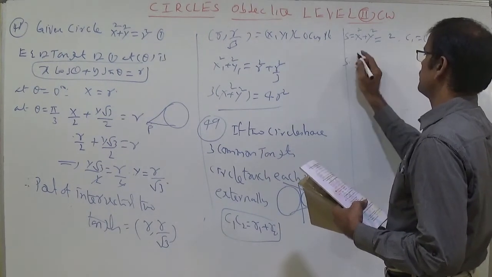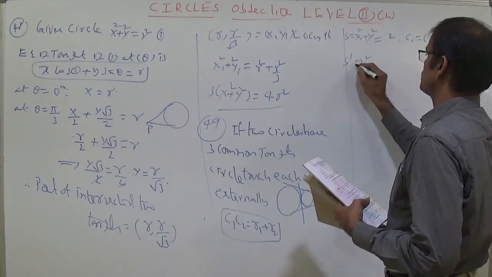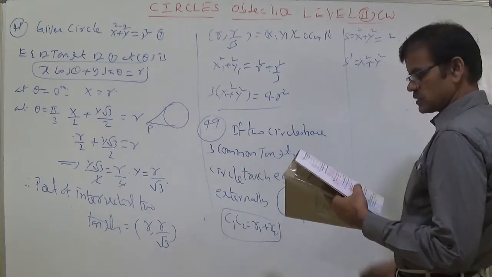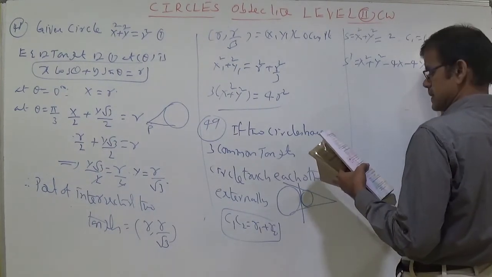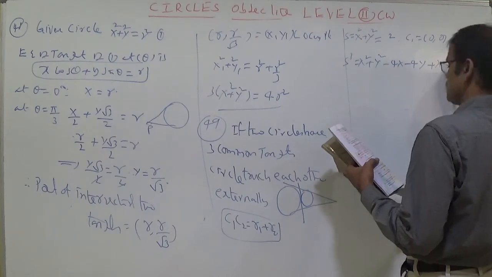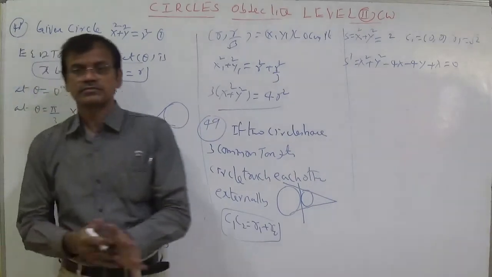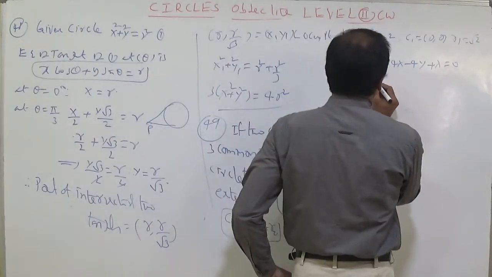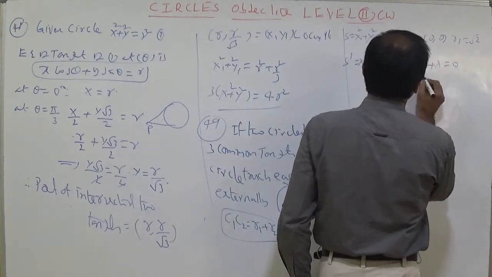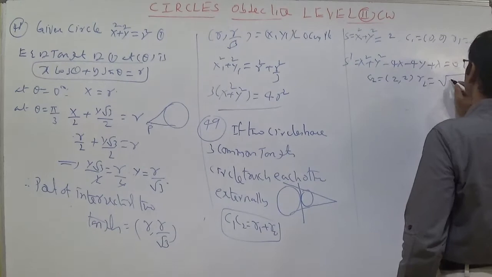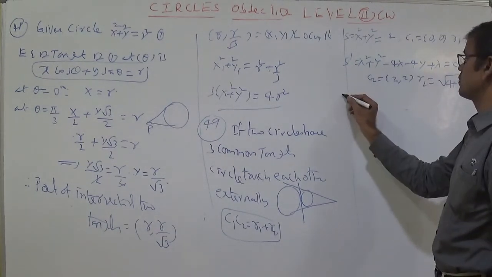Let us write S dash, the second circle. S dash is equal to x square plus y square minus 4x minus 4y plus lambda equal to 0. They have exactly 3 real common tangents, and what is the value of lambda is asked. Here C2 is equal to (2, 2) and R2 is equal to root of g square plus h square minus c, that is 4 plus 4 minus lambda, that is equal to root of 8 minus lambda.